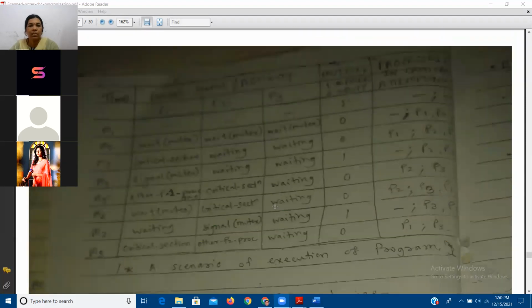Okay, so this is the scenario of execution of a program. The program is divided into three processes, P1, P2, P3. So process states, activity, and the variable mutex. Two values are there with respect to mutex. One indicates free, zero indicates busy. So initially, it is totally free.